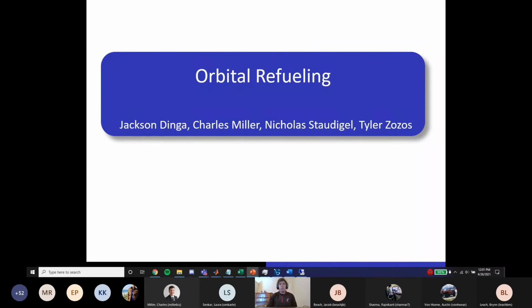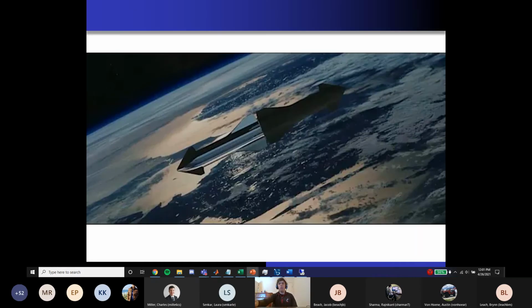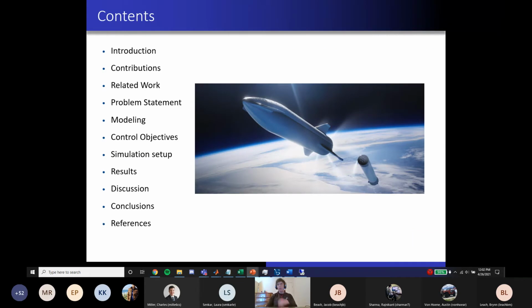All right, we are Team 12. We are doing orbital refueling. It is Jackson, Charles, myself, and Tyler. This is what we're going for here, the Starship model. The orbital refueling where it flips around and kind of backs into itself and transfers propellant. And I'll hand it off to Tyler.